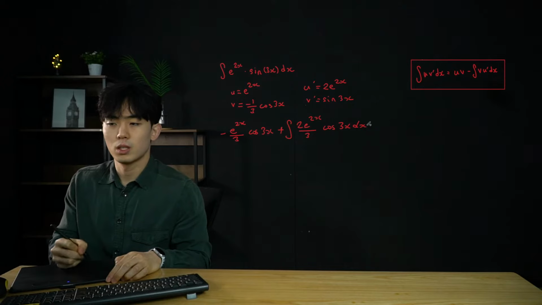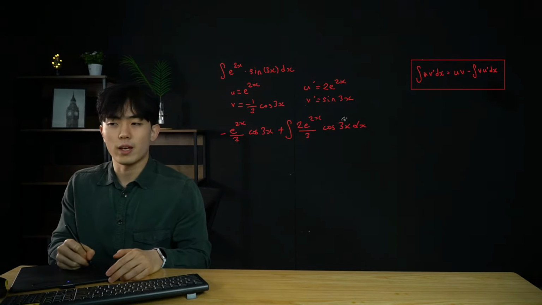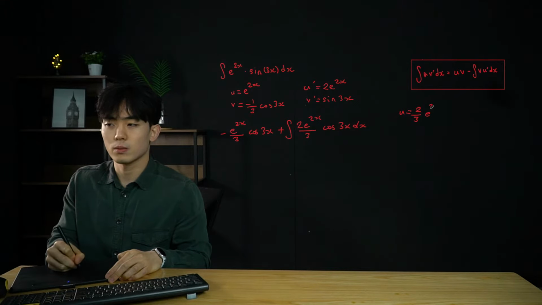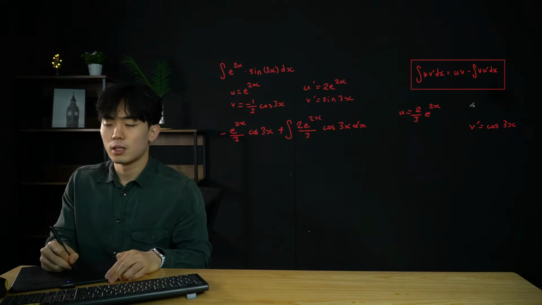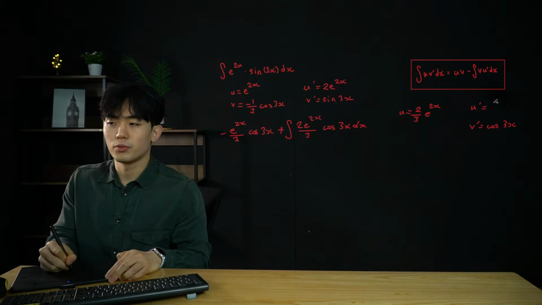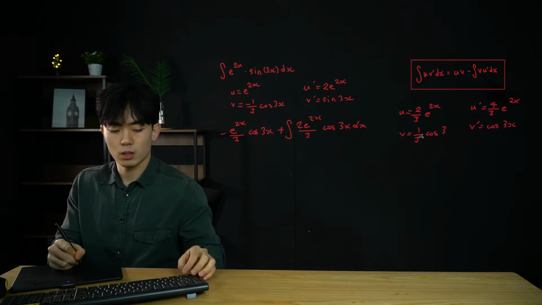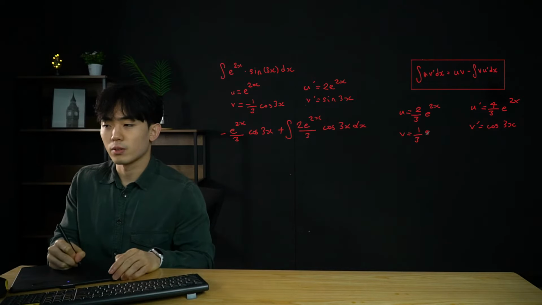Once again, we have two more functions of x, so we're going to have to do integration by parts again. So over here, let's set u as 2 over 3 e to the 2x, and v prime is going to be cos 3x, the other function. If we differentiate u, we'll get 4 over 3 e to the 2x, and our v is going to be 1 over 3 sine 3x.